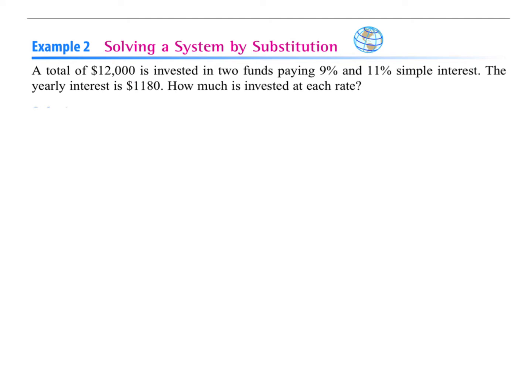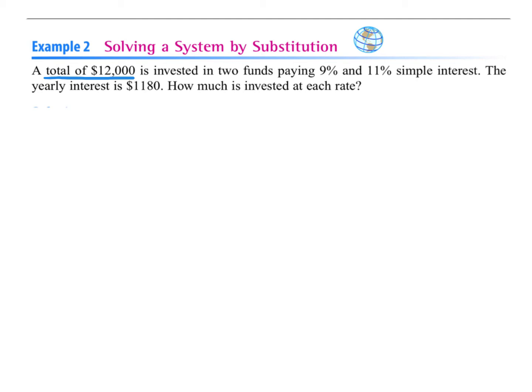So example 2 says a total of $12,000 is invested in 2 funds paying 9% and 11% simple interest. The yearly interest is $1,180. How much is invested at each rate? So I have to turn this into a system of equations. I'm going to have two equations with two variables, and I'm going to have to solve it the same way I just did with the other ones.